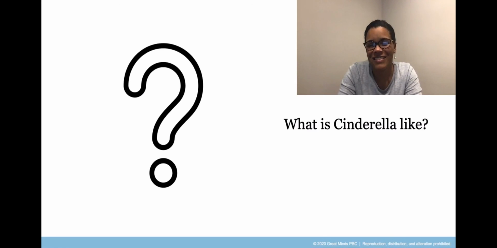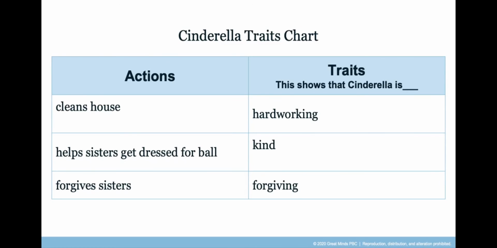Did you jot down a few words? Great. We can infer from Cinderella's words and actions that she is forgiving, because these actions show that Cinderella is forgiving of her stepsisters. Okay, let's take a moment to summarize what we've learned about Cinderella's traits so far. We know that her action of cleaning the house shows that Cinderella is hardworking. We know that when she helps her sisters get dressed for the ball, it shows that she is kind. And when she forgives her sisters, it shows that she is forgiving.